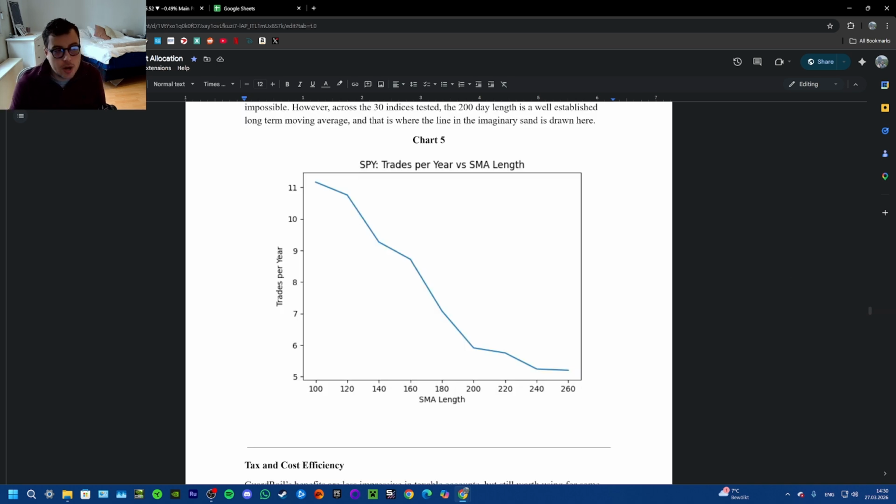And that phenomenon is visualized right here in this chart that I created. I took just the S&P 500, and looked at how many trades per year since the 1970s each SMA length has. So you can see that the 100-day, and it goes even higher if you do a 50-day or a 20-day, but if you do a 100-day moving average, you're going to have over 11 trades per year. And if you go down to a 200-day, it goes down to below 6 trades per year.